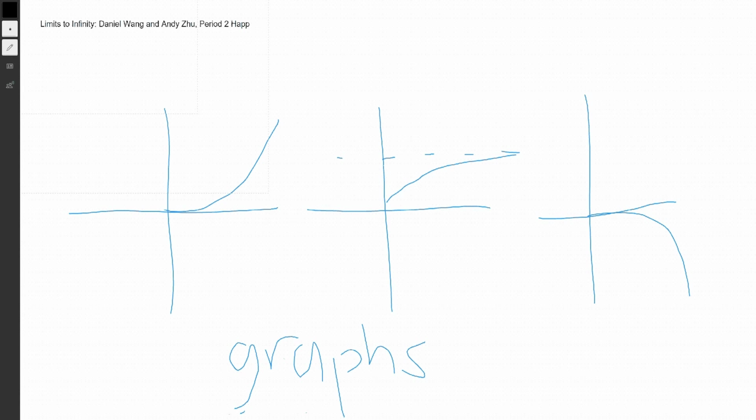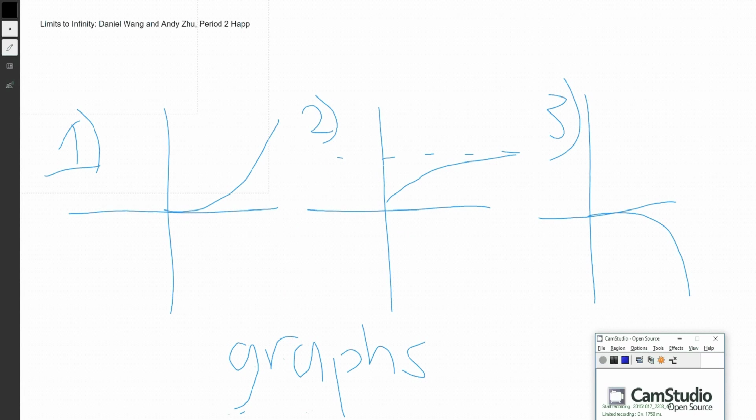Limits to infinity can be represented graphically in three ways. The first way is as it approaches infinity, which is shown in graph 1. The second one is when it approaches a constant as shown in graph 2. This has a horizontal asymptote. And the third way is if it goes to negative infinity, which is shown in graph 3.